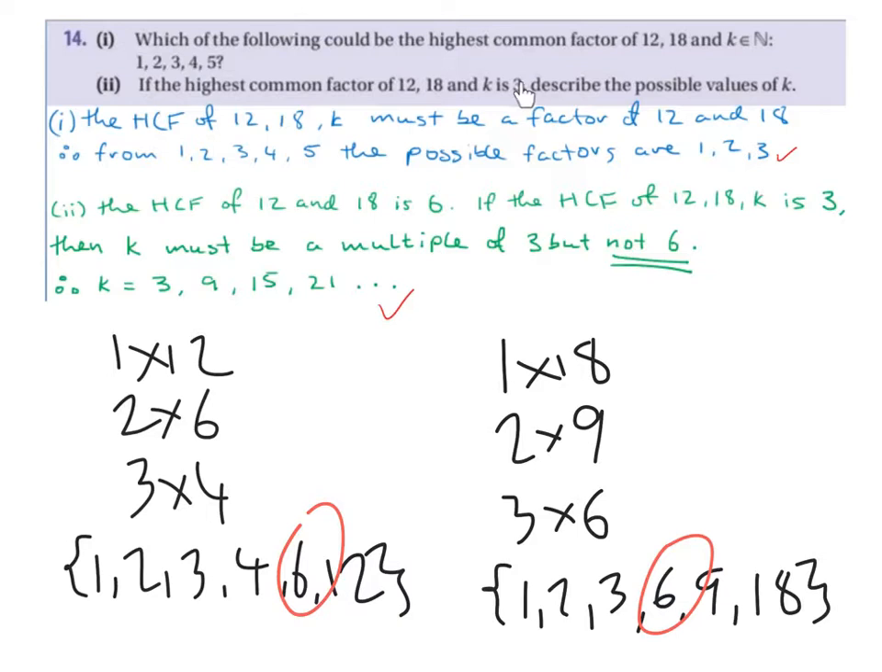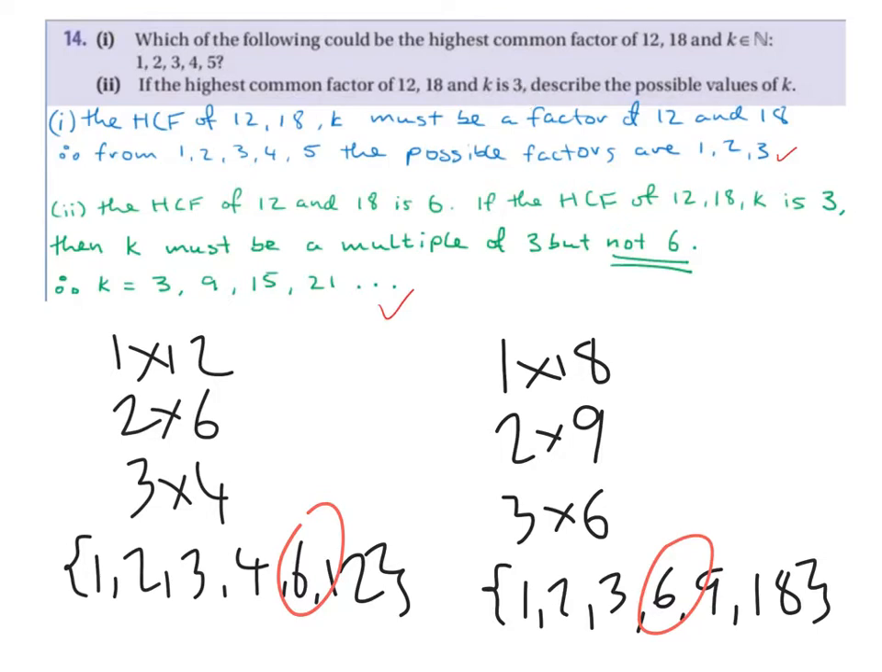We want 3, which they're telling us is the HCF, to divide evenly into k. So if it's going to divide evenly into k, then k must be a multiple of 3, in order for 3 to be the HCF of k and some other numbers. But k cannot be a multiple of 6, because if it was, then the HCF of 12, 18 and k would be 6.